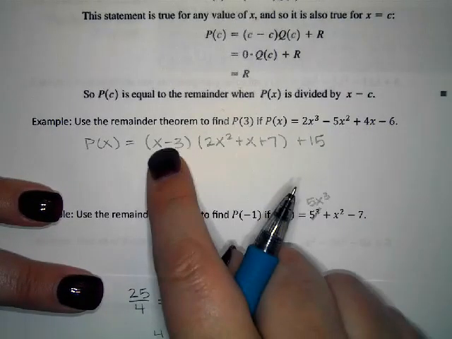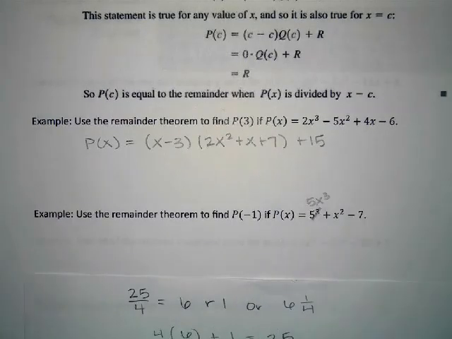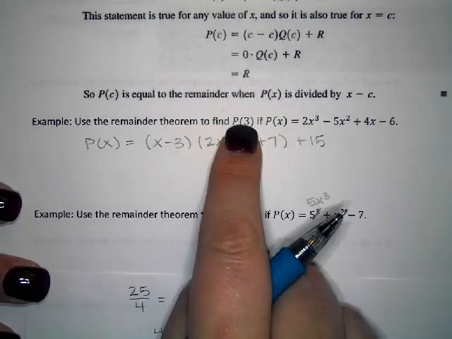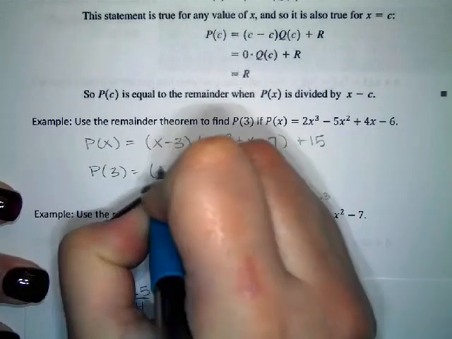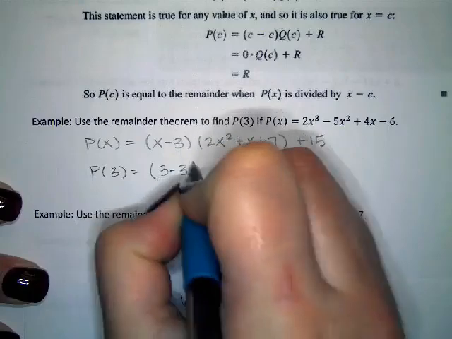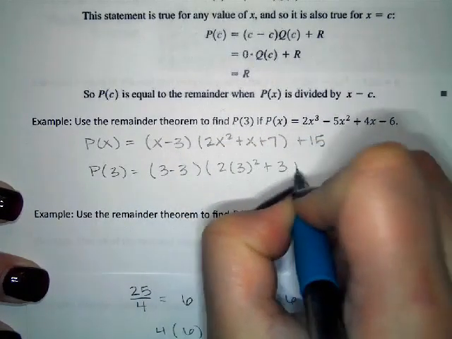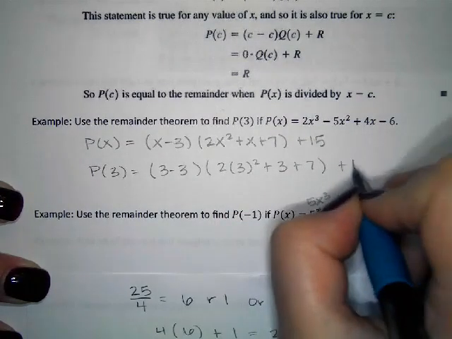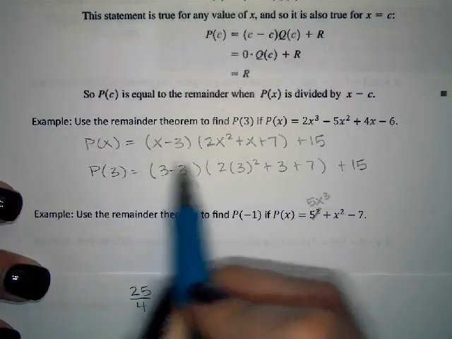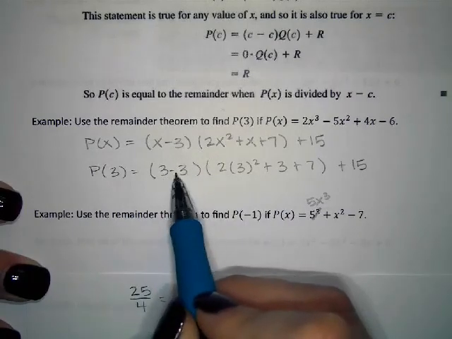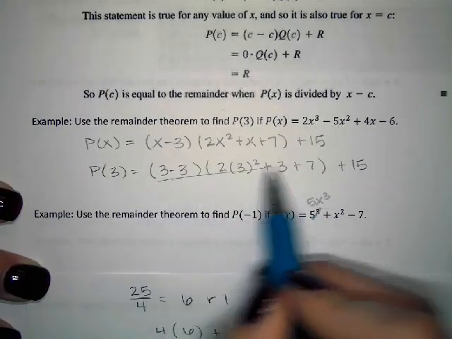Now, if I wanted to plug in 3, I would just say, let me plug in 3 here: 3 minus 3, 2 times 3 squared plus 3 plus 7. And what ends up happening when I plug in 3 is that this factor in the front, 3 minus 3, ends up being 0. And 0 times anything is 0. And so this whole thing goes away. And we end up with just the remainder of 15. And so p of 3 equals 15.